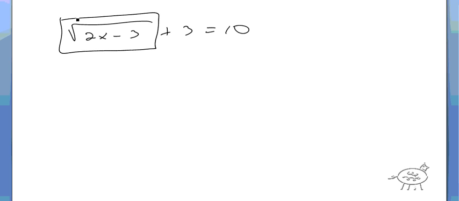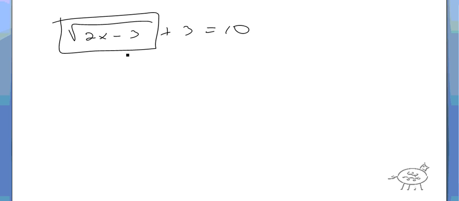Okay? So let's do something a little more complicated inside. The square root of 2x minus 3, plus 3, equals 10. Okay, so guys, this is locked. You cannot touch that. The only time you can touch it is after you've isolated that. All right, it's the only time you can touch it.